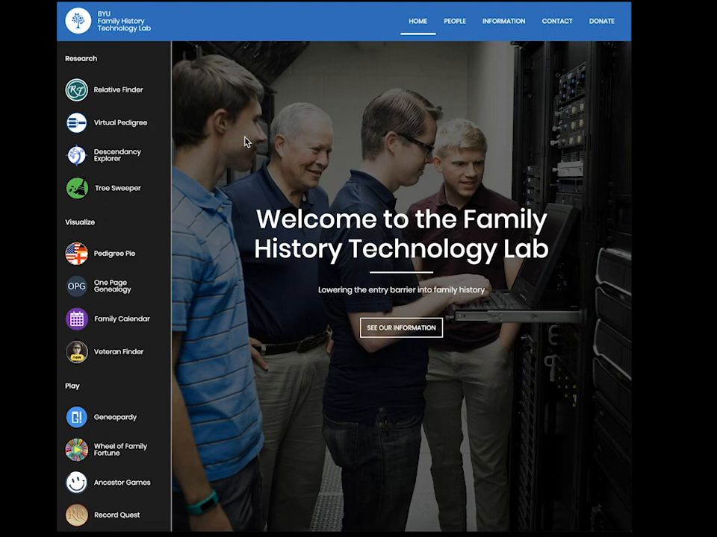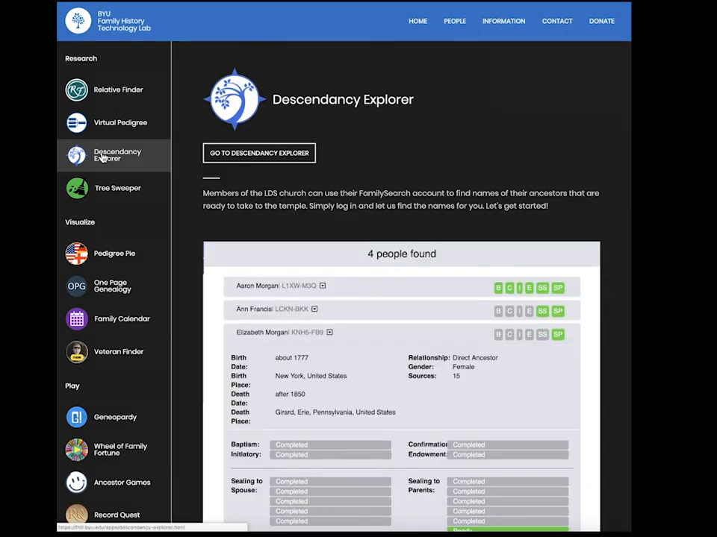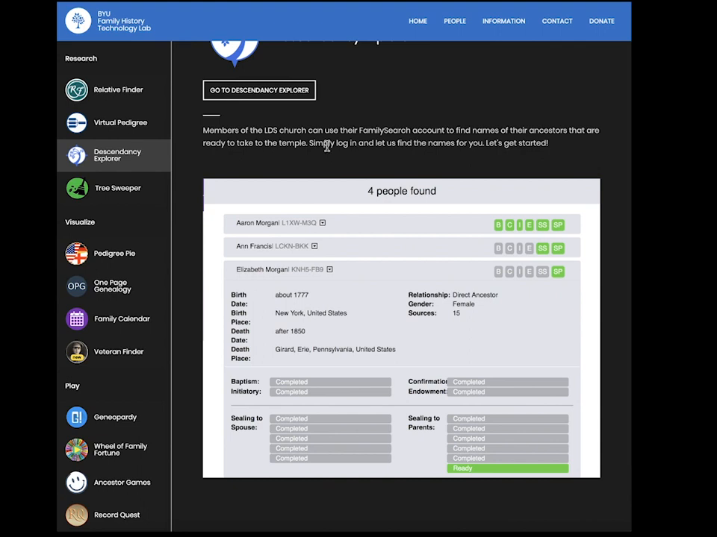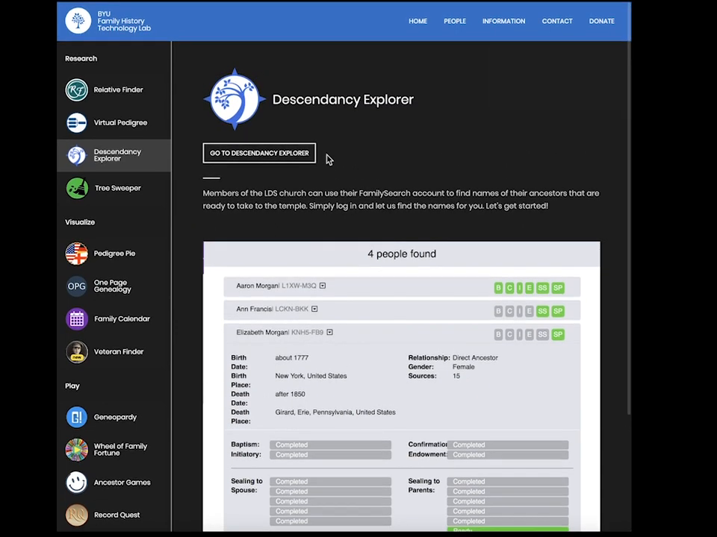In this particular segment, I'm going to look at the Descendancy Explorer. This is an app that is directed to members of the Church of Jesus Christ of Latter-day Saints and is part of what is known as an ordinance crawler. It means it's a program that searches through your pedigree for both ancestors and descendants on the FamilySearch.org family tree and finds individuals who may need temple ordinances in the temples of the Church of Jesus Christ of Latter-day Saints. So this is an interesting program.